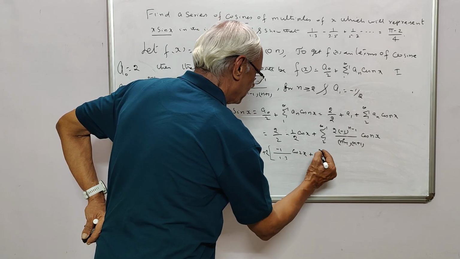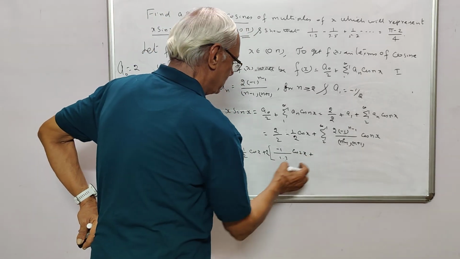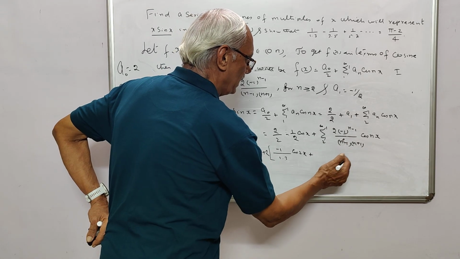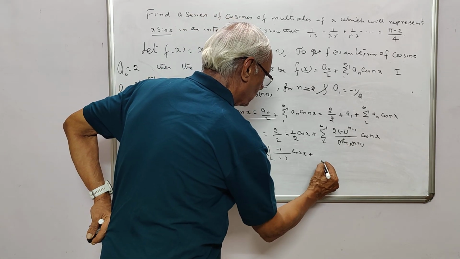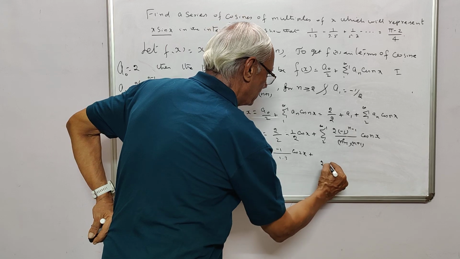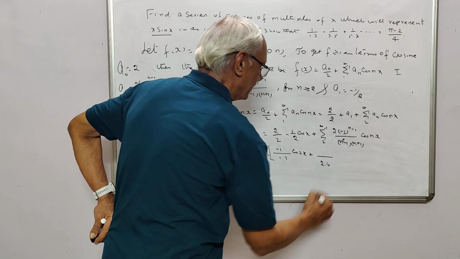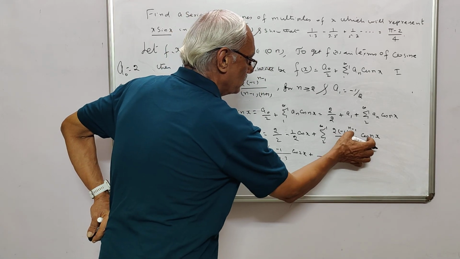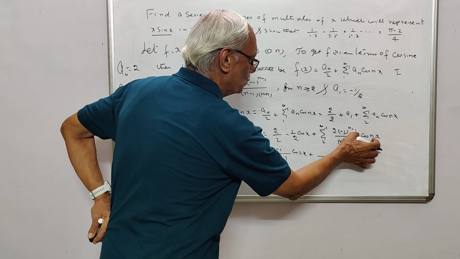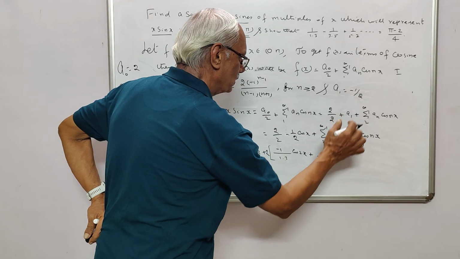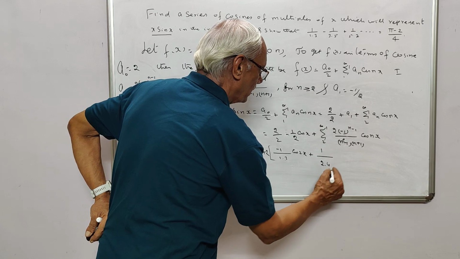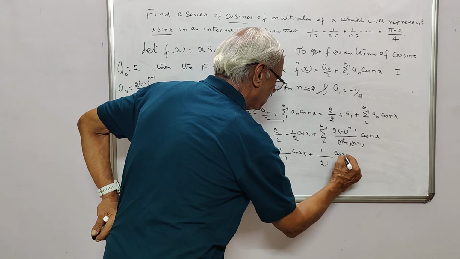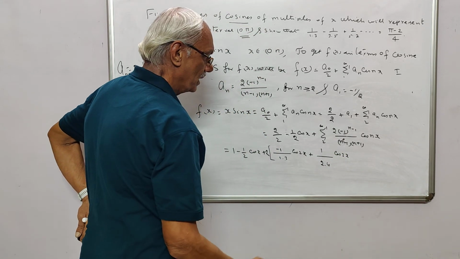Then plus, now you put n is equal to 3. So 3 minus 1 is 2, 3 plus 1 is 4. Then n minus 1, 3 minus 1 is 2, minus 1 whole square is positive. So you will get 1, and it is cos 3x. Okay?